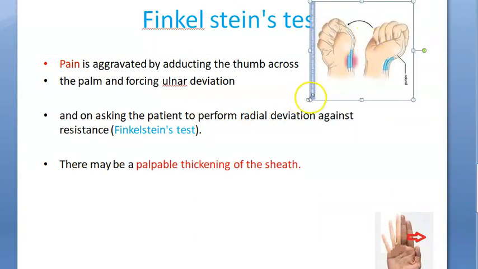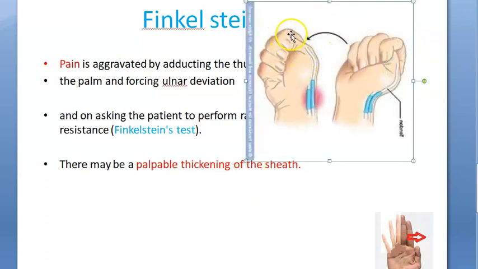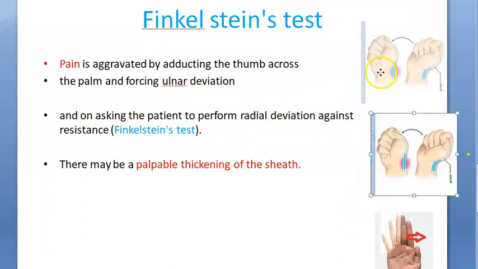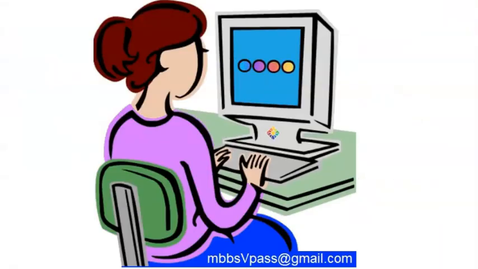Some people say to use a fist. You make a fist, with thumb flexion of the thumb, not opposition. Then you have ulnar deviated. Now against resistance, you try to do radial deviation. At that time you can see the palpable thickening of the sheath. This is Finkelstein's test. Where will you do the Finkelstein test? Ulnar deviation, radial deviation.